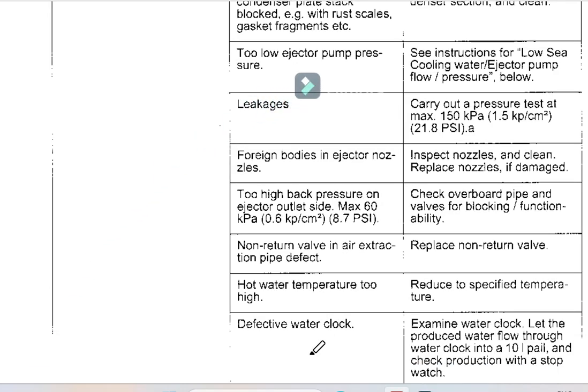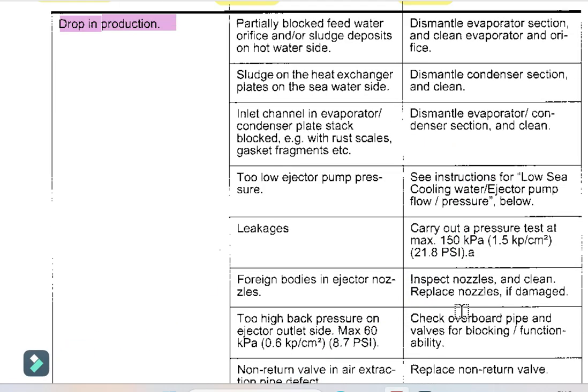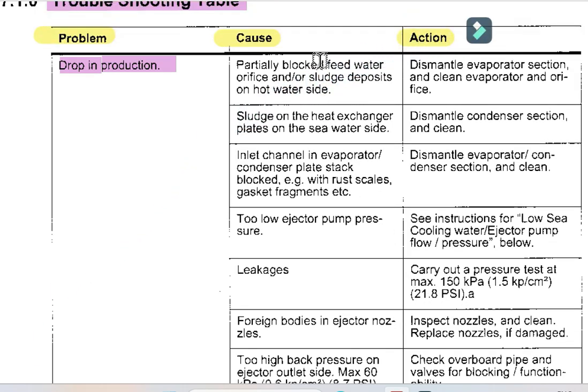Defective water clock, that means we are talking about the flow meter. So we have to check the flow meter. It's saying we have to take a 10 liter pail and check the production with the stopwatch, and we can examine that yes, the flow meter is correct. So this is one of the ways of checking the flow part of it. Okay. So when you do the checkings, you can easily find out the cause of the drop in production and actions.